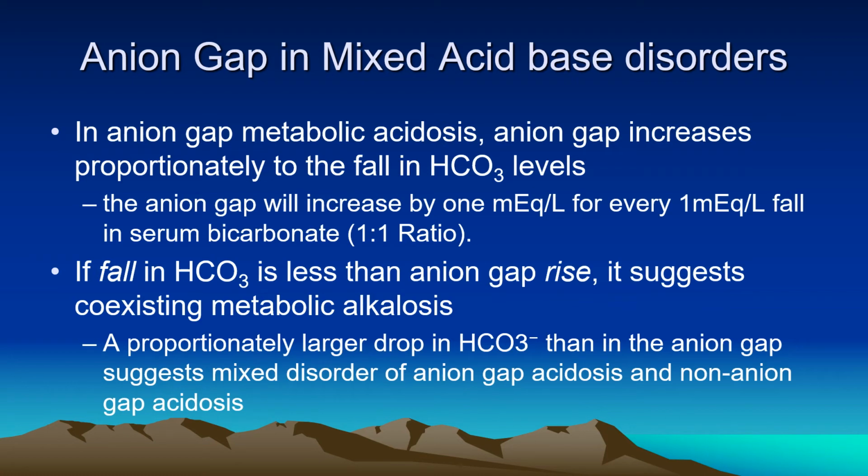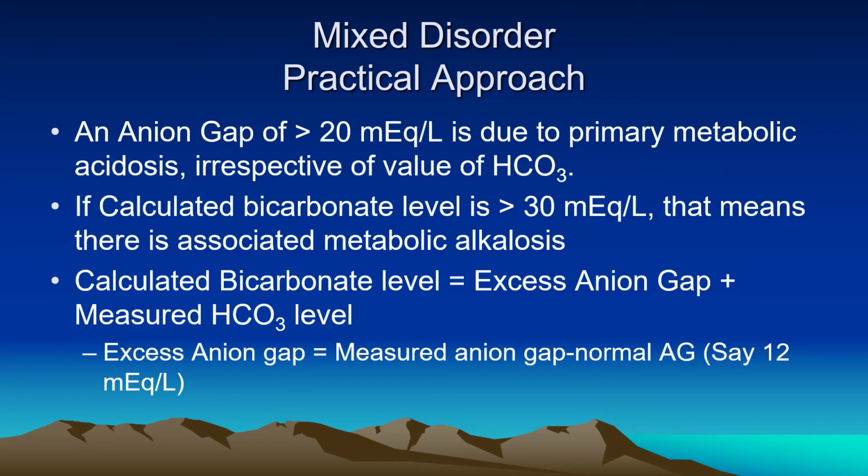Conversely, a proportionately larger drop in bicarbonate than in the anion gap rise suggests mixed disorder of anion gap acidosis with non-anion gap acidosis. That means there is acid retention plus also bicarbonate loss. So this is how we can find out. A practical approach clinically for clinicians is an anion gap of over 20 is mostly due to primary metabolic acidosis, irrespective of the value of bicarbonate. But if the calculated bicarbonate value is over 30 milliequivalents per liter, that means there is associated metabolic alkalosis.